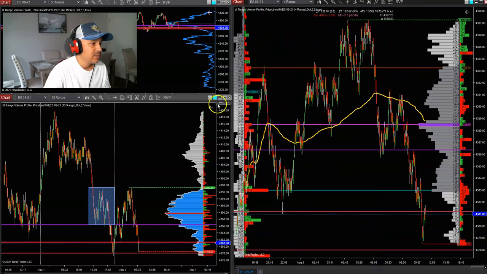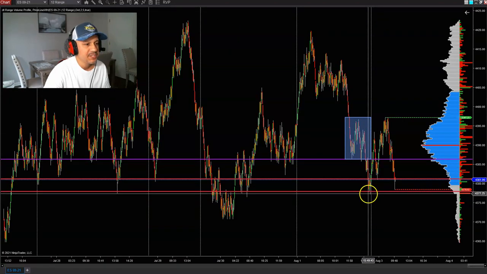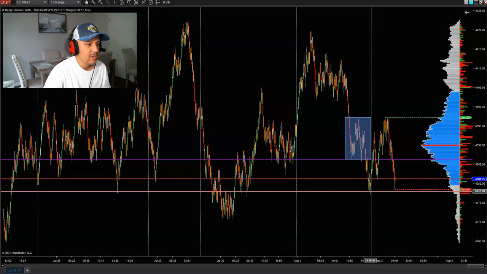So yes, that was a level. That level there I had marked from yesterday towards the end of the close of yesterday's session. And then the market pushed higher, it pulled back, and it's testing it again.